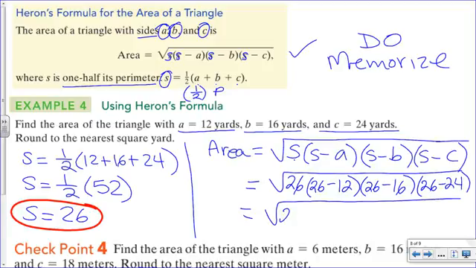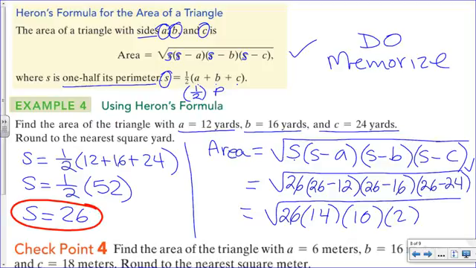And so here we have 26 times 14 times 10 times 2. You guys are going to have to do that one because I don't have the answer. So type it all into your calculator. You could type this whole thing, just make sure you're careful with the use of parentheses. And then if you take the square root, what do you get?